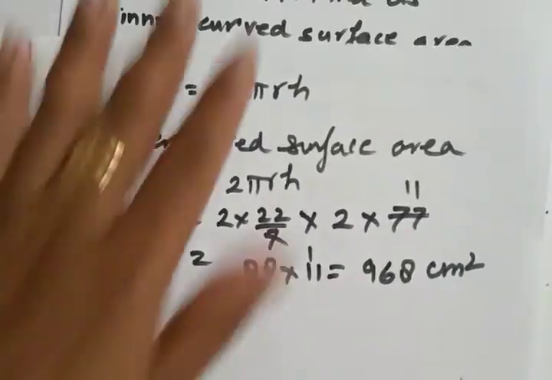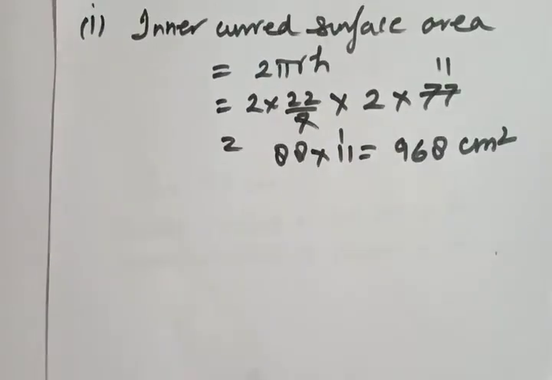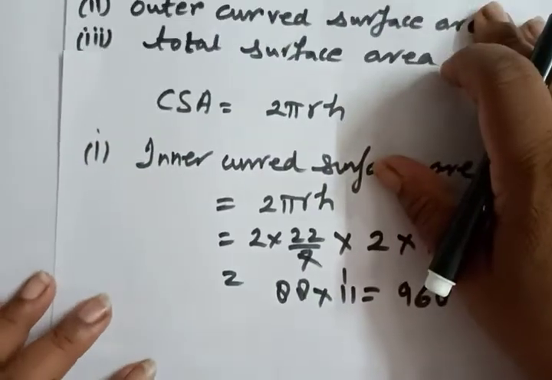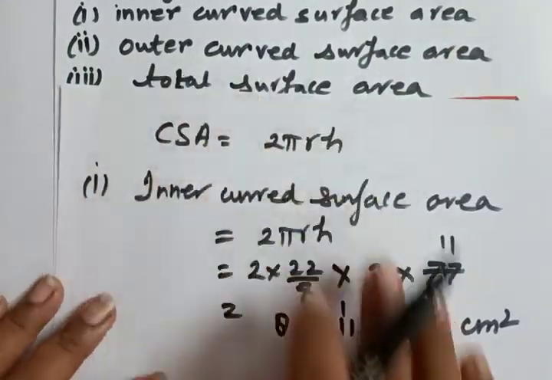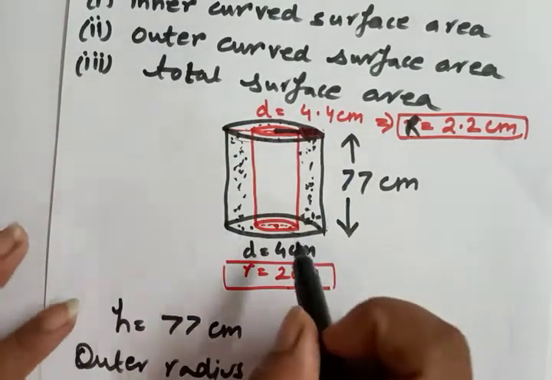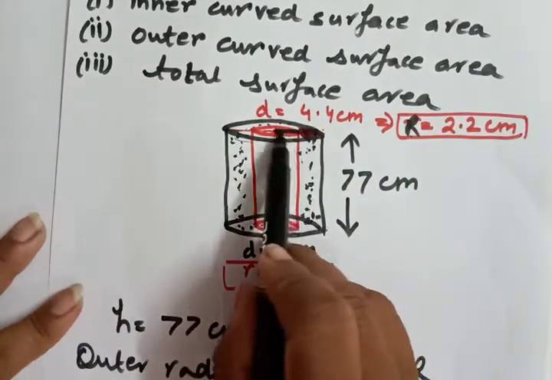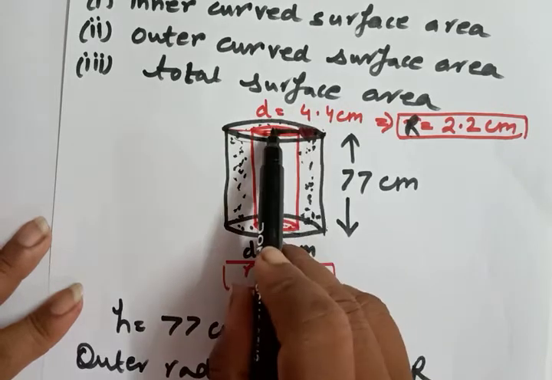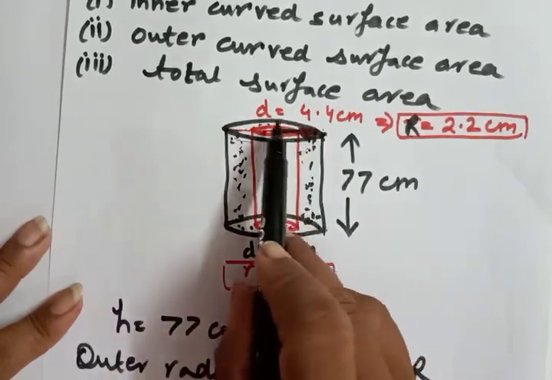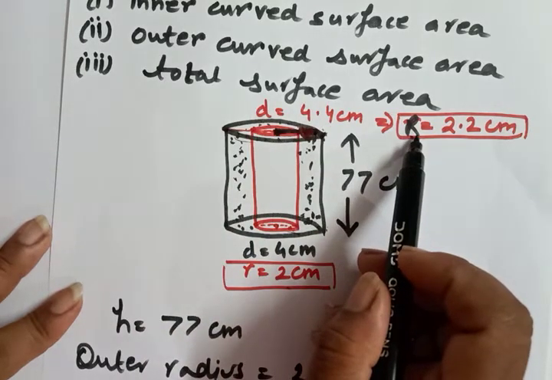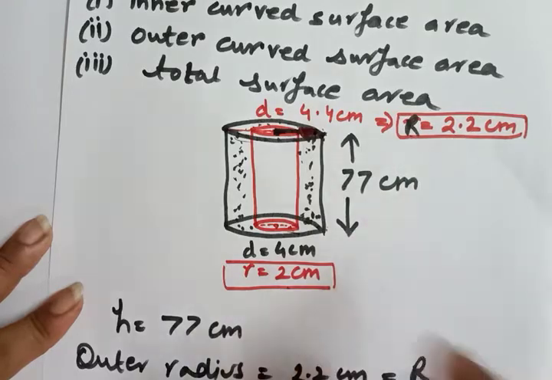Now the second part that we need to find out is the outer curved surface area, that is, from the outer side we need to find this surface area. For the outer curved surface area, we need to take the complete radius, from the center to this point. Since the complete diameter is equal to 4.4 centimeter, the radius that we will represent by capital R will be equal to 2.2 centimeter.